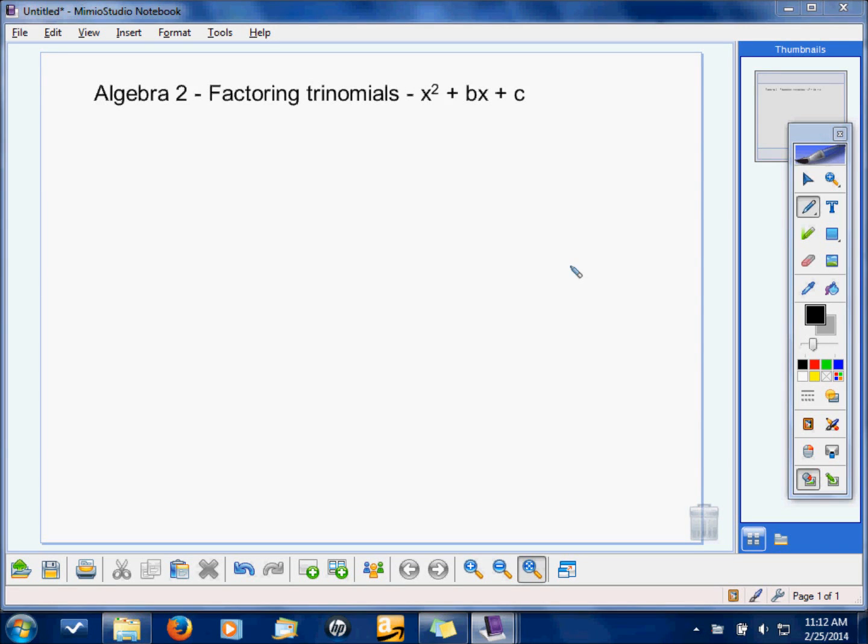We're working a little bit more on factoring today. We're going to work on factoring trinomials.